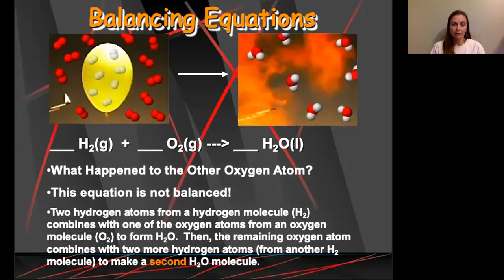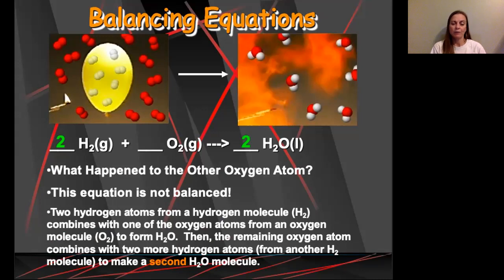But now we have one leftover oxygen atom, and it's going to find more hydrogen to react with to make a second water molecule. So we're going to write a 2 in front of the water to show that we now have two oxygens, as we did at the beginning, but we're going to need to add a 2 in front of the hydrogen as well. Now we can see that we start out with 4 atoms of hydrogen and wind up with 4 atoms of hydrogen, and begin with 2 atoms of oxygen and end with 2 atoms of oxygen.